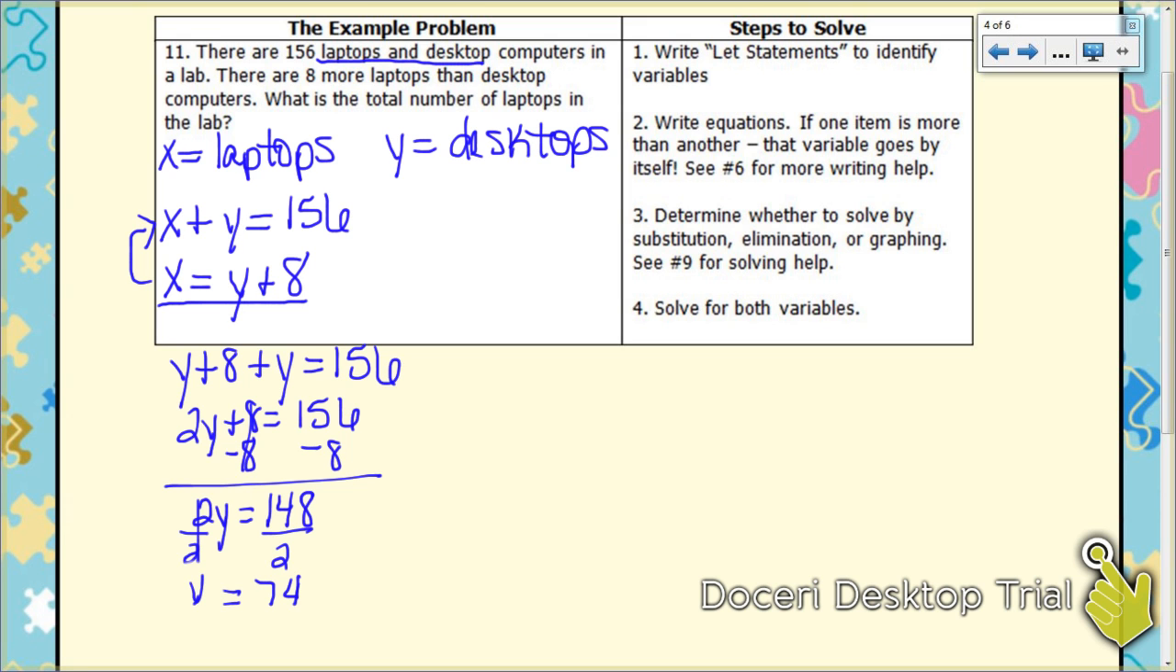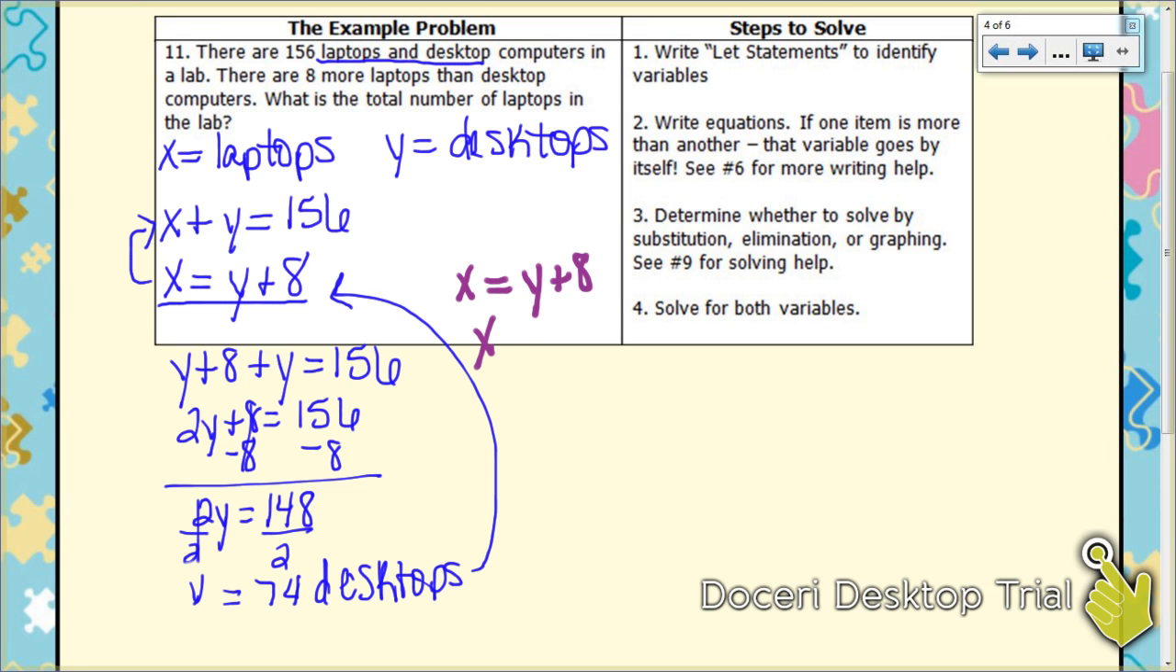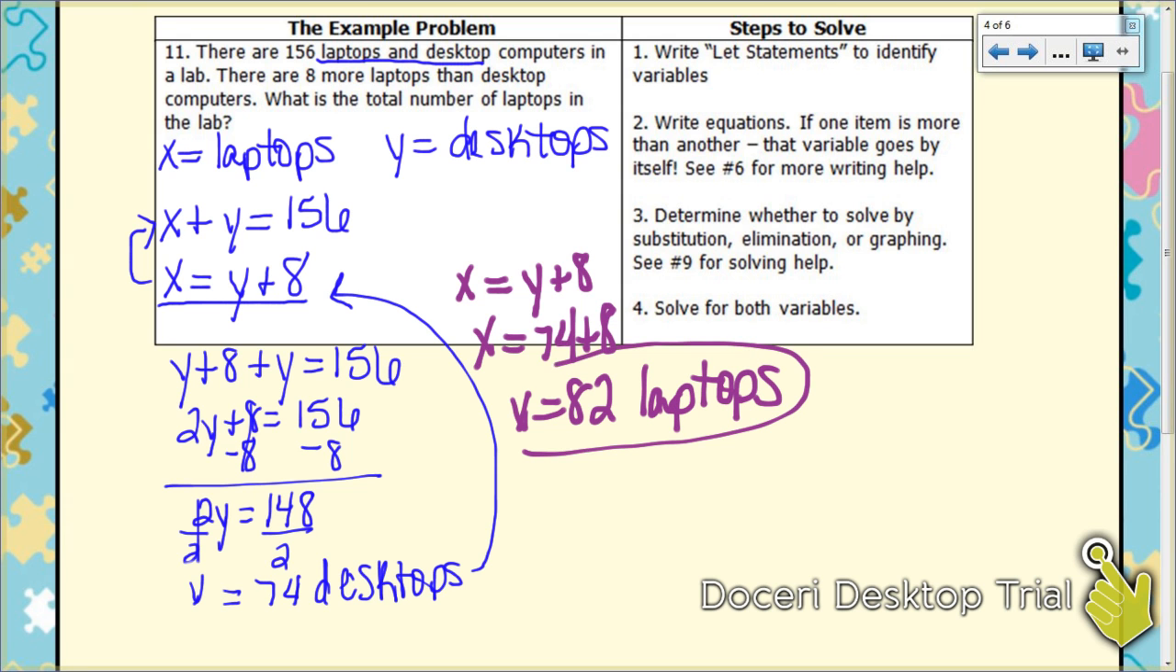Well, y, if you look at our variables, means desktops. So I know right now that there are 74 desktops. But if you go back and read the problem, the last sentence says, what is the total number of laptops? So I still have to take this and plug it back into this equation, this x equals, because I need to know laptops, which is x. So I know x is equal to y plus 8. And in this problem, y is 74, so I end up with 74 plus 8. So I get that x is equal to 82. And so to answer the question, I know that there are 82 laptops in the lab.